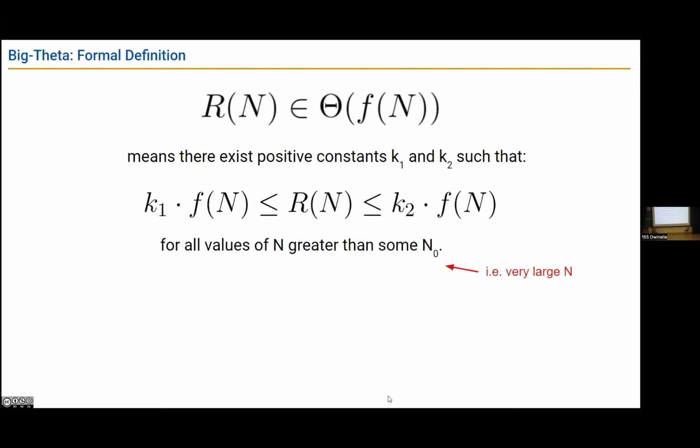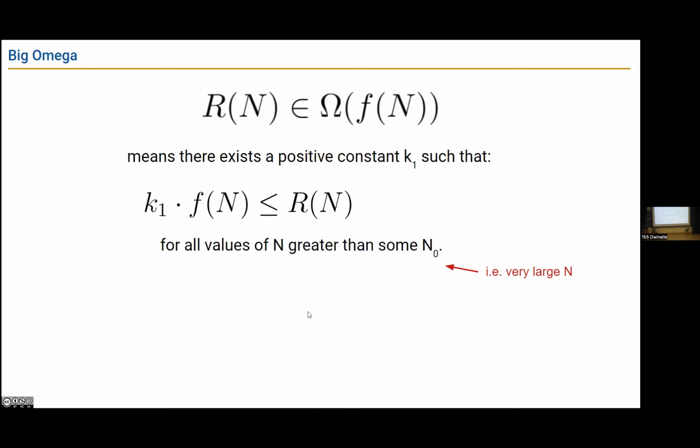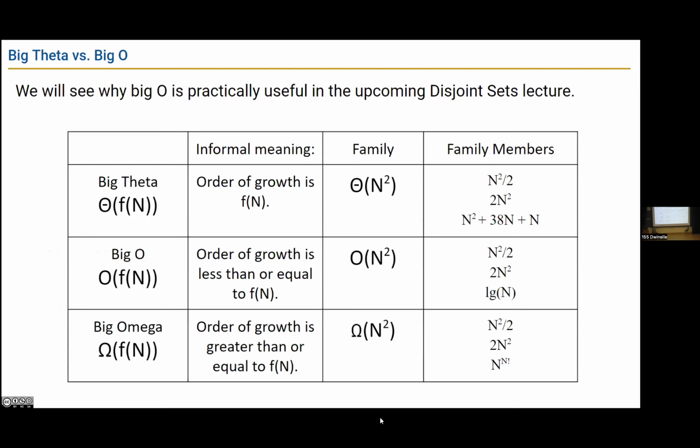So here's our definition of theta. Just get rid of the left side, then we have big O. Get rid of the right side, we have big omega. Effectively, when we say something is O of n squared, it means that it's going to be faster than n squared, or the same speed as n squared. And when we say omega n squared, that means that it's going to be n squared or slower. So here are examples of some functions that are theta, O, and omega.